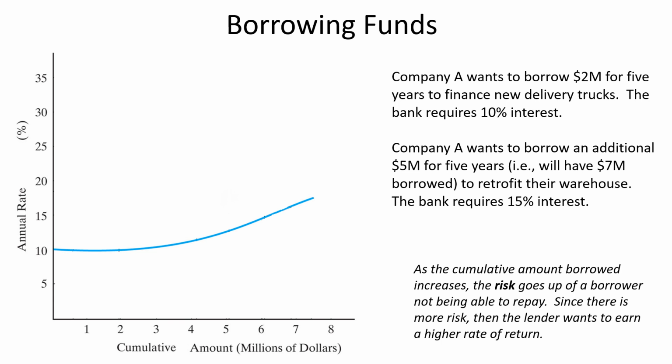So if it's the same company and the same time period, why is the risk of not getting paid higher for $7 million under loan compared to $2 million under loan? It's the same company. Why is the risk higher? It's more money, and so when you've borrowed more money, what do you have to do? You have to pay more money. And so it's harder to make a big payment than a small payment, right?